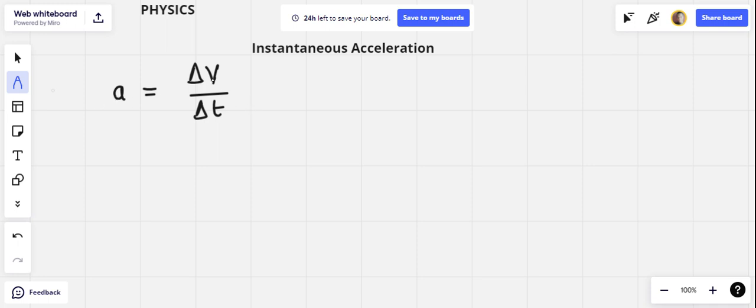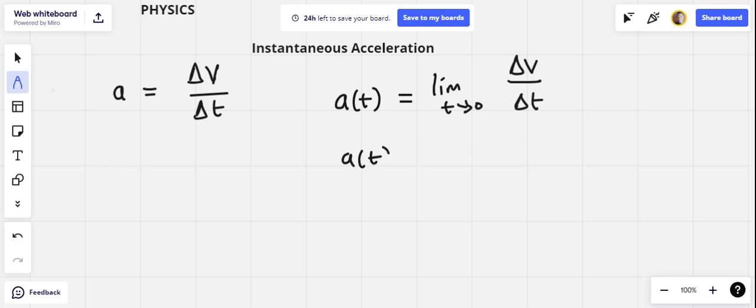Since acceleration on its own is change in velocity over change in time, that means instantaneous acceleration, that's acceleration a of t, will be equal to what? The limit as delta t approaches 0 of change in velocity over change in time, which still means dv/dt. That means you differentiate velocity with respect to time.